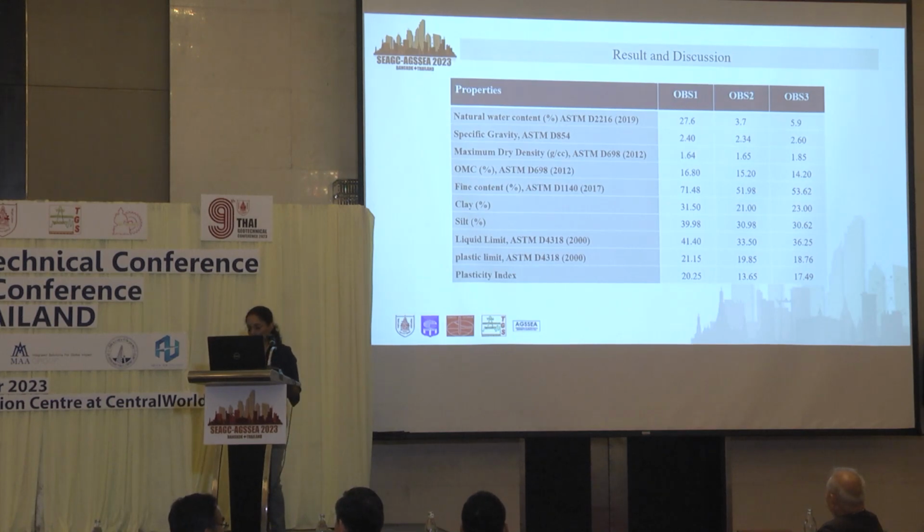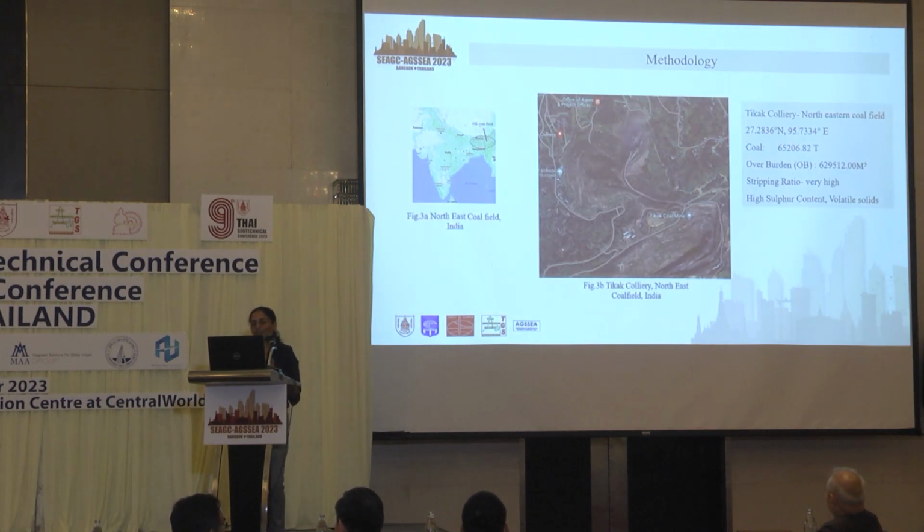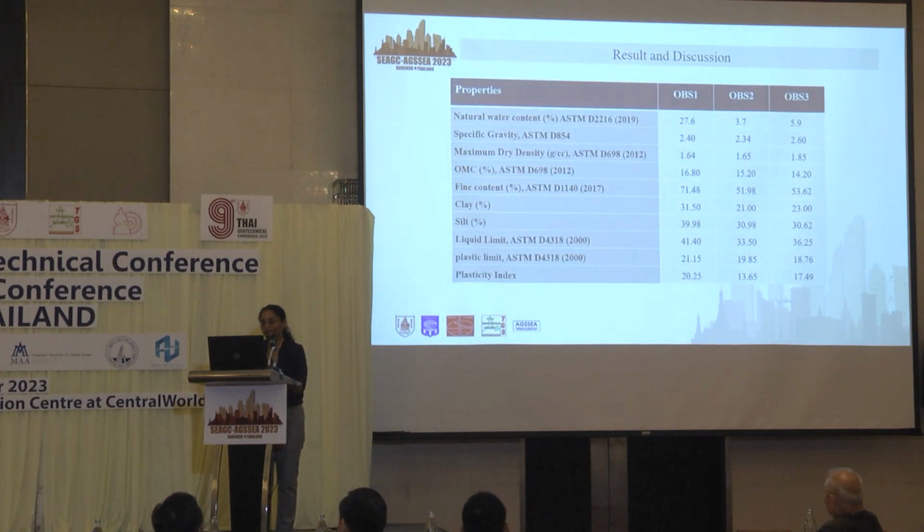So coming to the results, the waste I have collected was collected from 3 different locations of the coal field, and they are designated as OBS1, OBS2, and OBS3 in the present study.